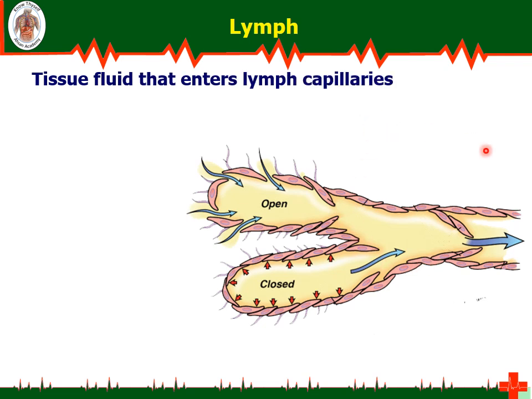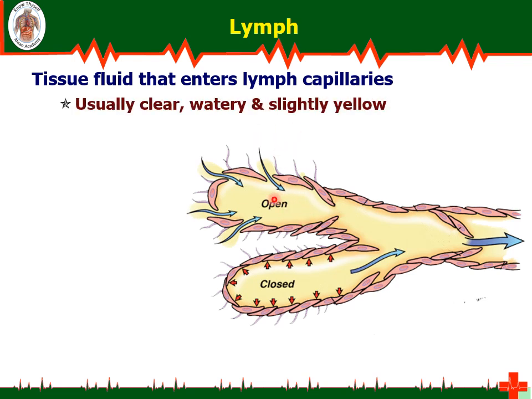Lymph is a fluid, and it enters into the blind-ended capillaries, and then it is known as lymph. Before that, it was considered interstitial fluid. When it enters into the capillary, it is almost a clear, watery fluid, and depending on the fat content it becomes yellower. The lymph formed in the intestine is more milky in nature, very concentrated because of the fat.